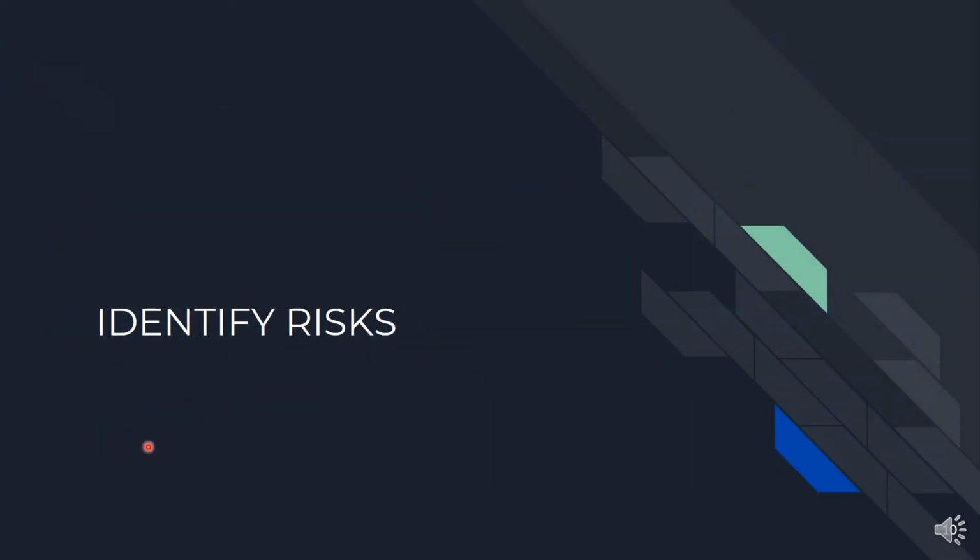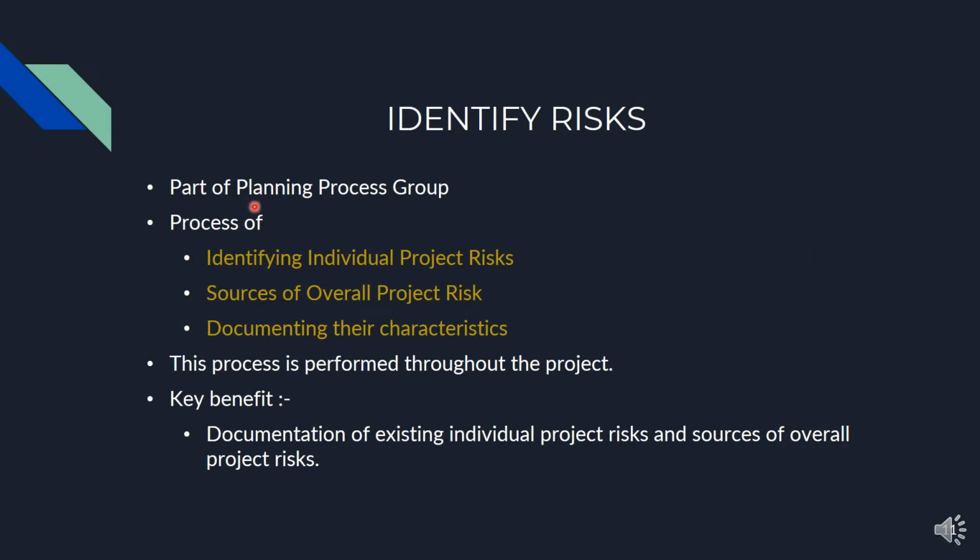The next process we will learn is identify risk. Identify risk is also part of the planning process group. There are 3 activities in identify risk. First, we identify the individual project risks. Second, we list down the sources of overall project risk, and third, we document their characteristics. This process is performed throughout the project. A key benefit is that it documents the existing individual project risks and sources of overall project risk.